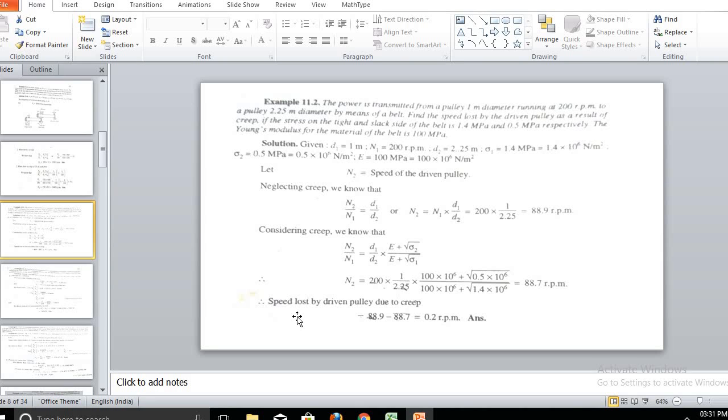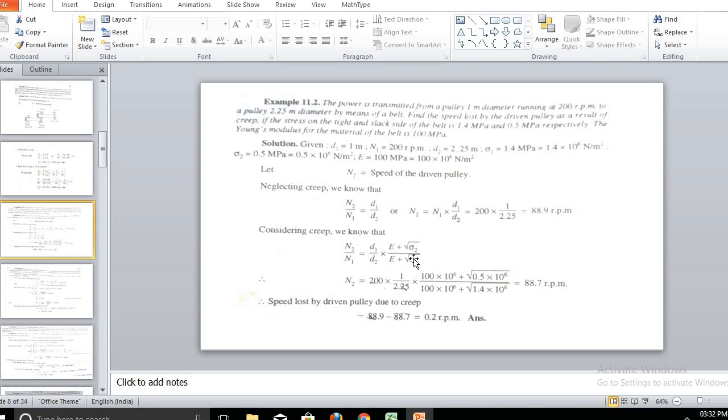So here the angular velocity formula is the same, N2 by N1 is equal to D1 by D2. For creep, this formula now changes to (E plus square root of sigma 2) divided by (E plus square root of sigma 1). Sigma 2 is the stress value on the driven side, and sigma 1 is the stress value on the driver side. These values are given to you.